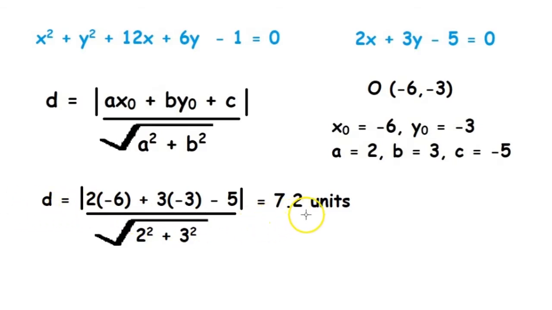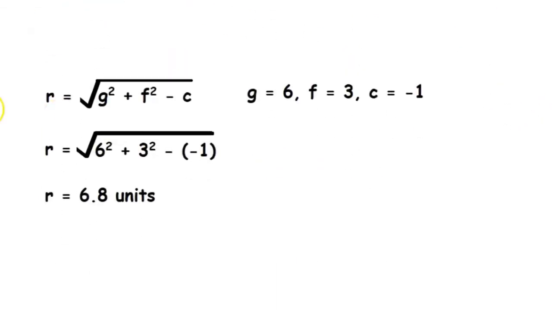Now that we have the perpendicular distance from the center of the circle to the straight line, we have to find the radius of the circle. To find the radius of the circle, we use the formula r equals square root of g squared plus f squared minus c. So from the equation of the circle, we can find that g equals 6, f equals 3 and c equals minus 1. So when we substitute these values, we get r equals square root of 6 squared plus 3 squared minus negative 1. So finally we get r equals 6.8 units.